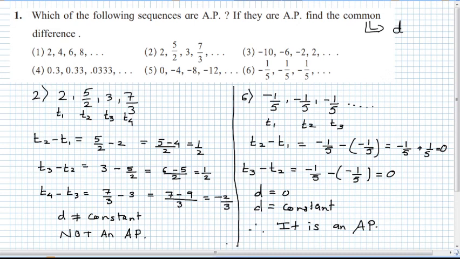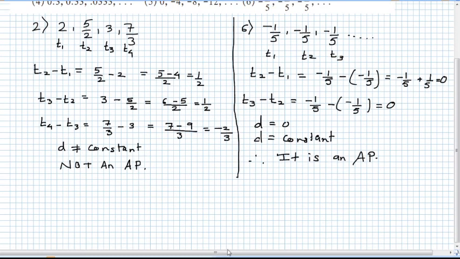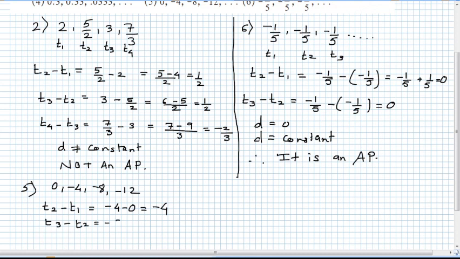Let me take the fifth one here. What is the fifth one? 0, minus 4, minus 8, minus 12. Quickly, T2 minus T1, how much will it come? Minus 4 minus 0, minus 4. Then T3 minus T2, how much will it come? Minus 8 minus minus 4, that will be minus 8 plus 4, which is still minus 4.